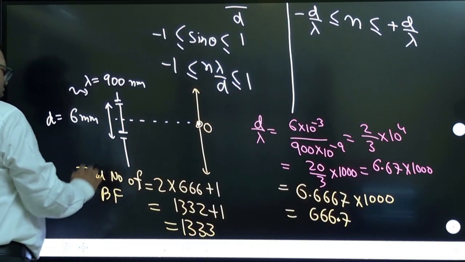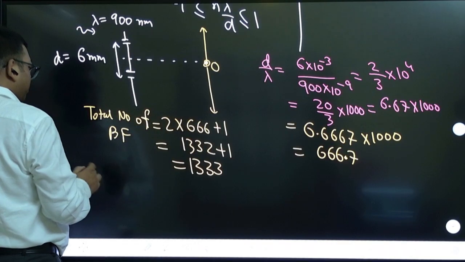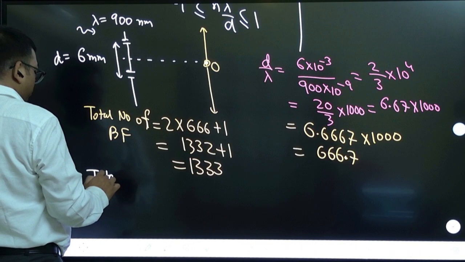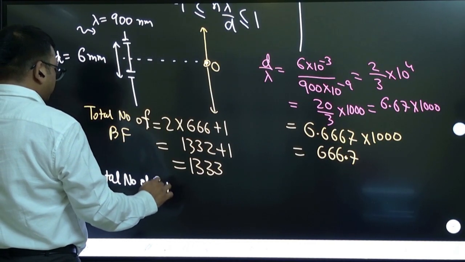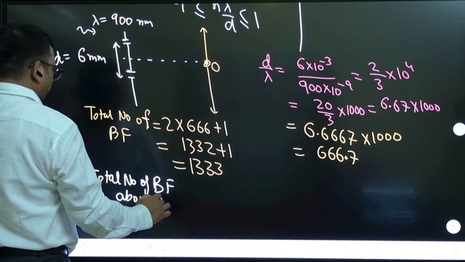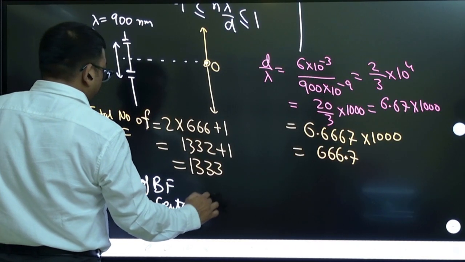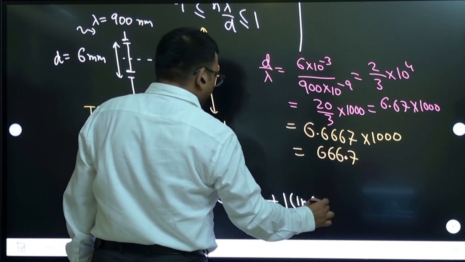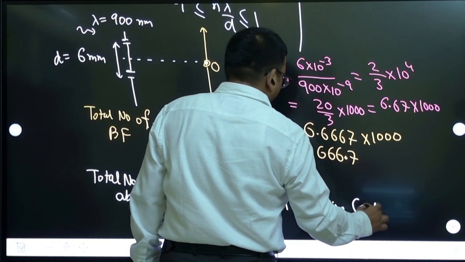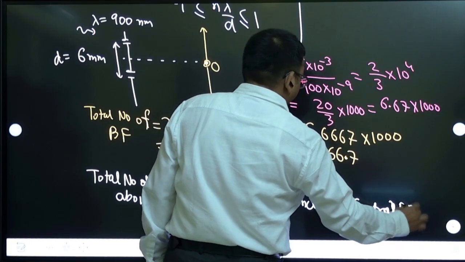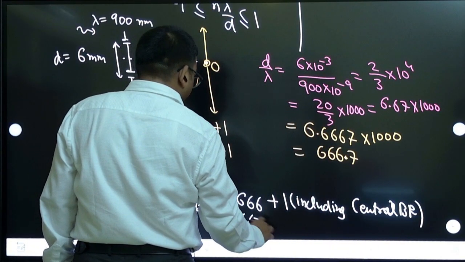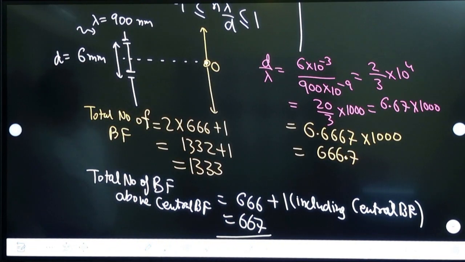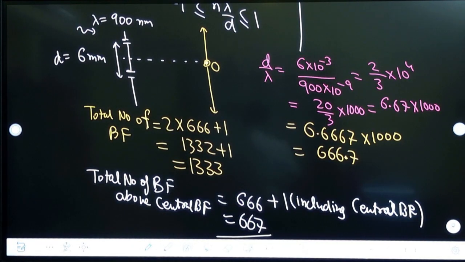But if they ask only the total number of bright fringes above the central bright fringe, then we have already got 6666, and if you include the central bright fringe, it will be 6667. Okay, that's how we have to do it. I just gave some values to do the calculations. Like that we will be counting the number of fringes in the problem. Clear?